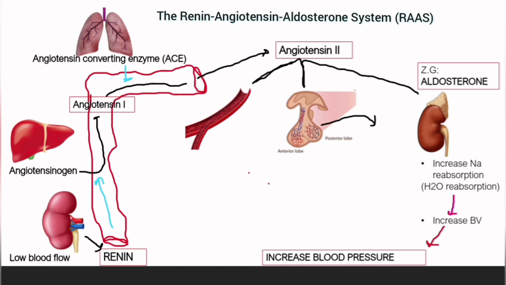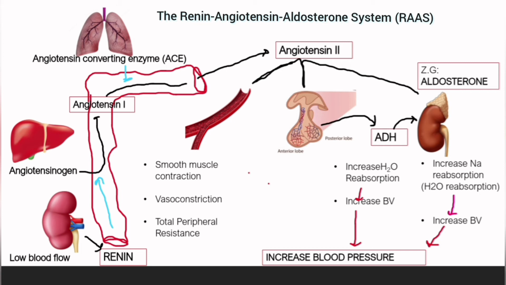Next, the posterior pituitary. The posterior pituitary is essential for storing two hormones, oxytocin and vasopressin, or ADH. When the posterior pituitary is stimulated by angiotensin 2, it releases ADH, the antidiuretic hormone, or vasopressin. This hormone will cause synthesis of aquaporins in the kidney tubules for water reabsorption. So water will be reabsorbed back into the blood, increasing the blood volume and therefore increasing the blood pressure.